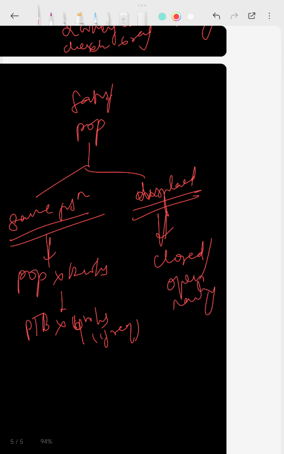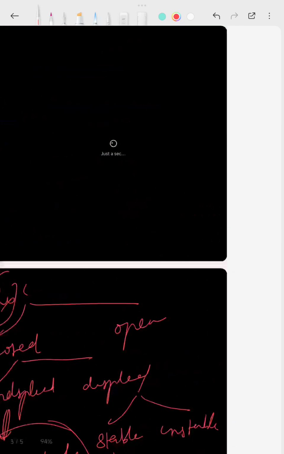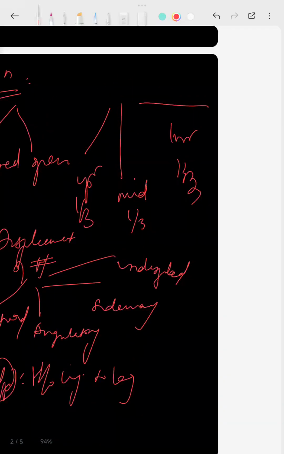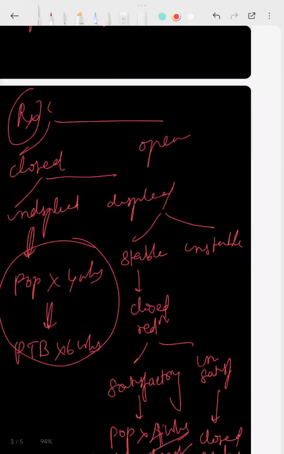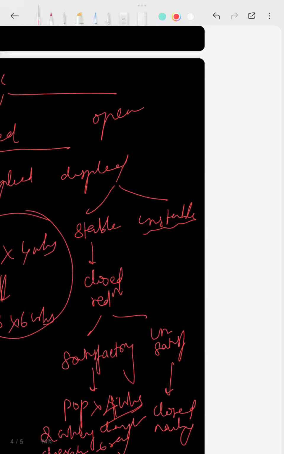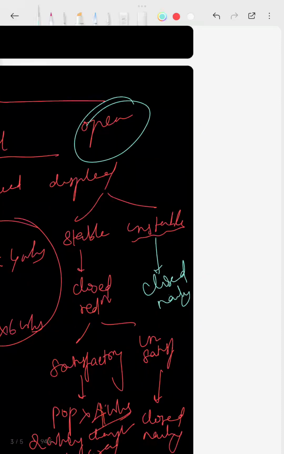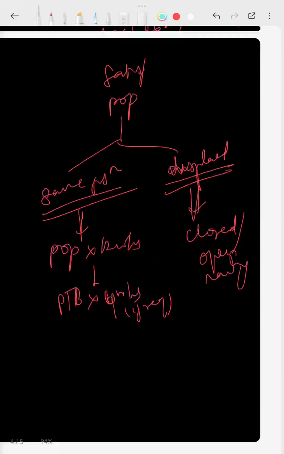Okay, this is one thing. At the top I said there will be unstable fractures. If it is an unstable fracture, you will directly do closed nailing. And as I said, in open fracture, how will you manage this open fracture?